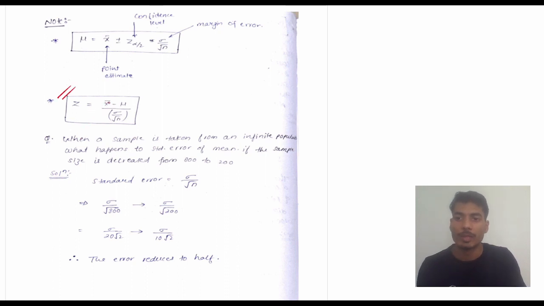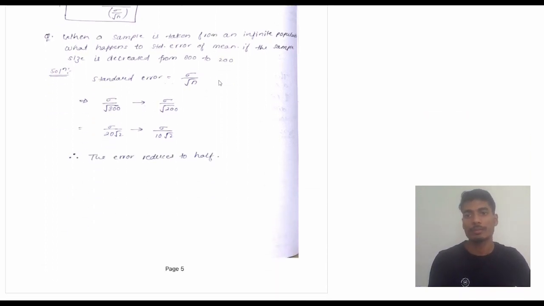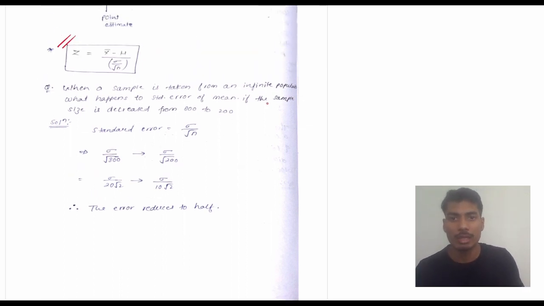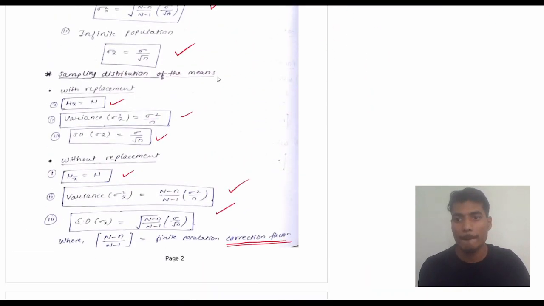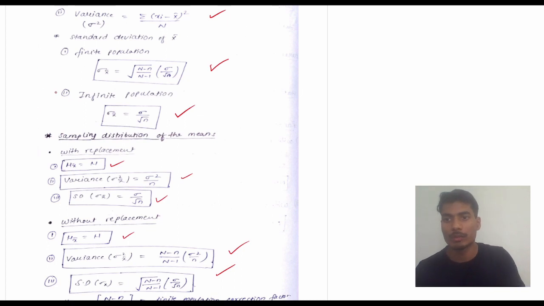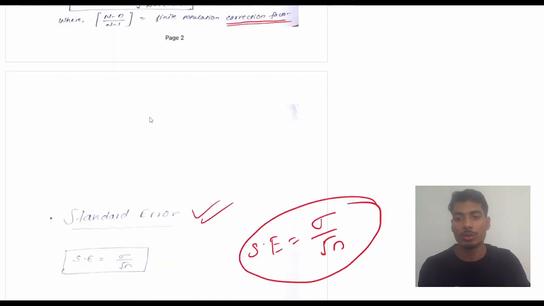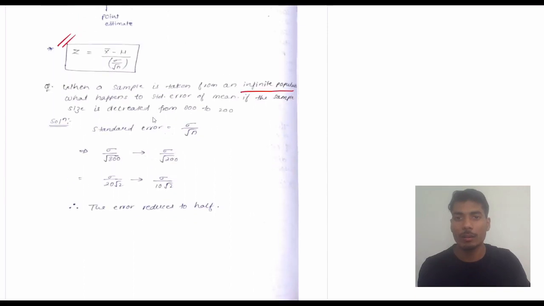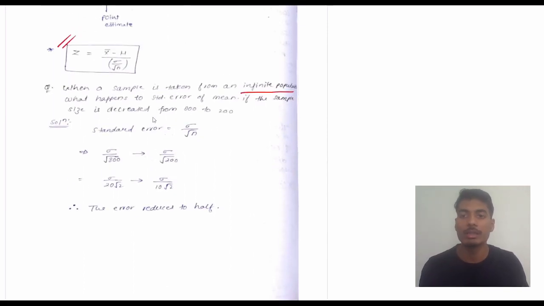Z equal to x bar minus mu by sigma by root n. Okay. Now see these questions. When a sample is taken from an infinity population, if you see infinity population here, then you have to take this one. So in your mind, it comes that sigma x bar equals sigma by root n. We have to use this. While seeing the terms, we get to know which formula is used.